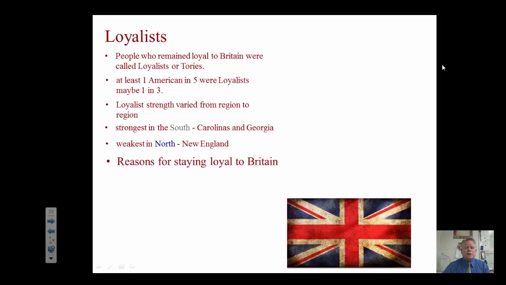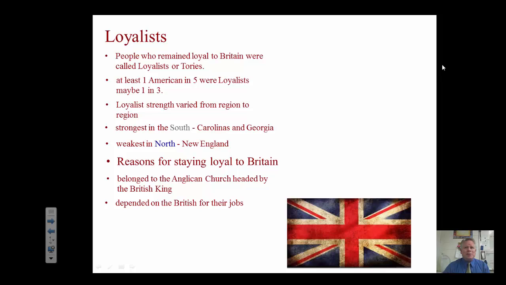So, reasons they stayed loyal to Britain. First of all, religion. The king was the head of the Anglican Church, and most British people were Anglican. So, they didn't want to go against their religion. They didn't want to go against their religious leader. People still do that today. They do things for religious reasons, so that's a big one.